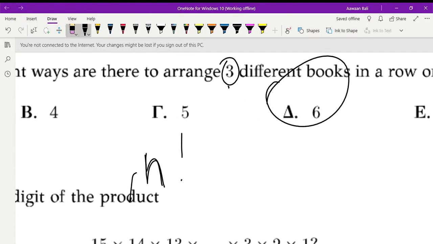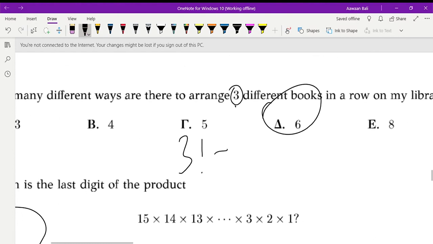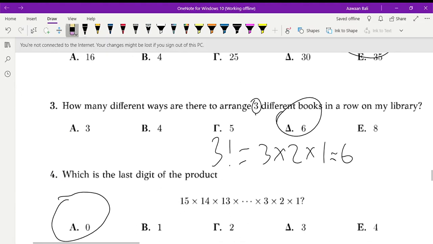Let's say here it's 3 different books. So we replace that with 3 factorial. 3 times 2 times 1 is 6, which means that the answer is 6. There's 6 different arrangements. It's as easy as that. So we can therefore say that delta is 6.